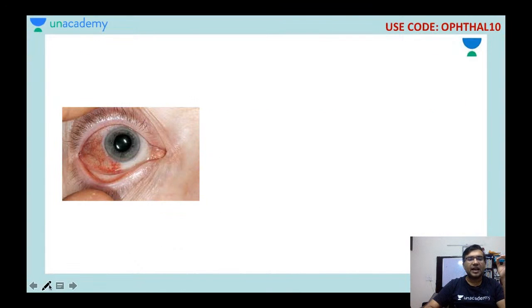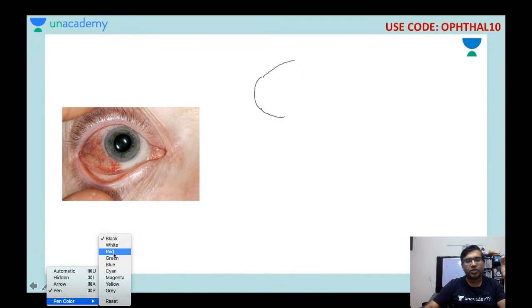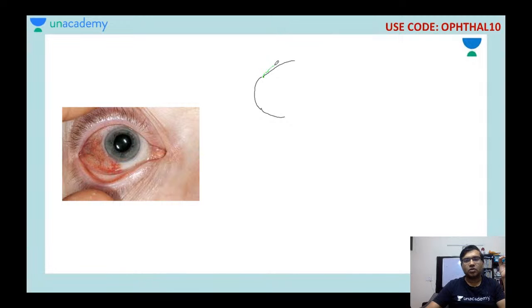Now what actually is episcleritis? So this is your cornea, this is your sclera. Above the sclera we have a tissue which is called Tenon's capsule. Okay, above the Tenon's capsule we actually have the conjunctiva. So it is the Tenon's capsule that is basically inflamed in episcleritis. It is not inflammation of the sclera, but inflammation of the tissue above the sclera. Okay, so if you can see, there is a diffuse congestion here.